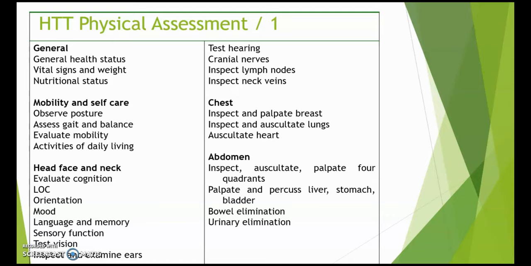Mobility and self-care, things that we should do: observe posture, assess gait and balance, evaluate mobility, and ADLs, activities of daily living. We will talk about that in the next few slides.